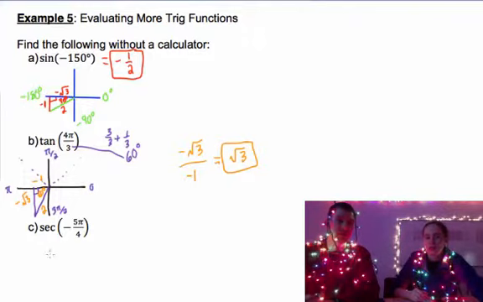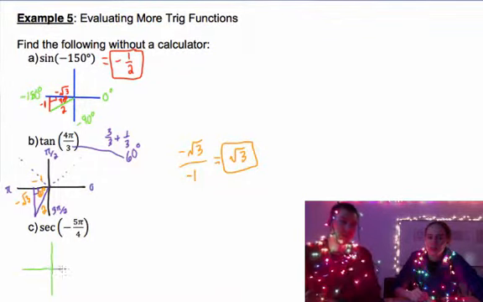Okay, secant of negative 5 pi over 4. You had me at secant. Why did I have you at secant? Look at that word. How fun is that? I like that it's a word. It's a fun word. It's a neat word, I guess, as far as words go.